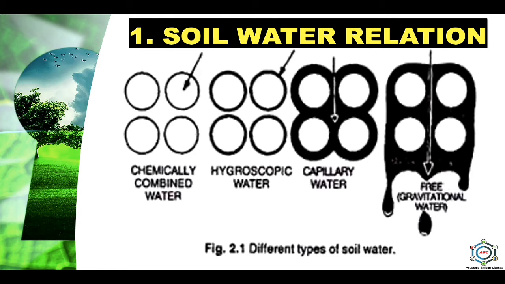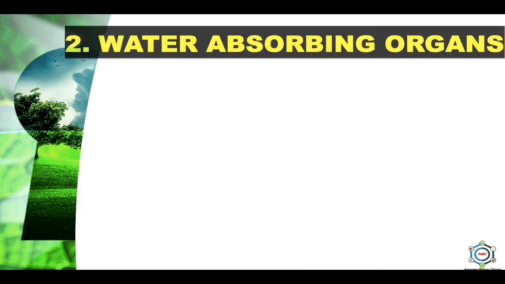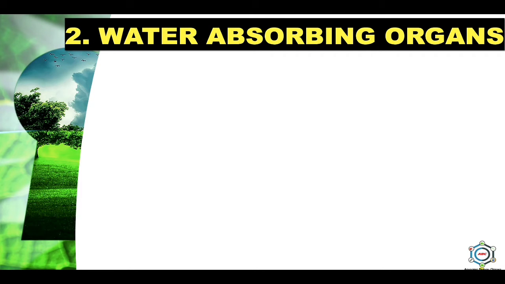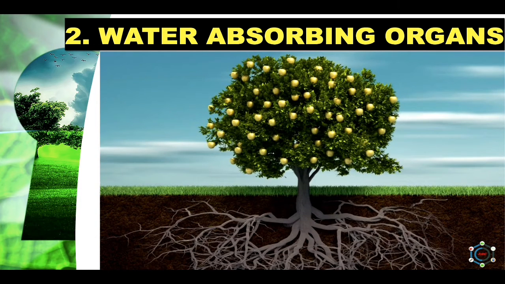So, there are five types, or stages, of water, in which the first one is gravitational, then the second is capillary water, then hygroscopic water, then runaway water, and the last is chemically combined water. Now, after this, second is water absorbing organs. So, what are the organs in the plant which absorb water? You know that usually absorption of water occurs in the plant through roots. But sometimes, under certain conditions, water is absorbed by shoots also.